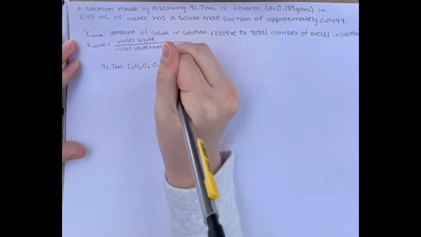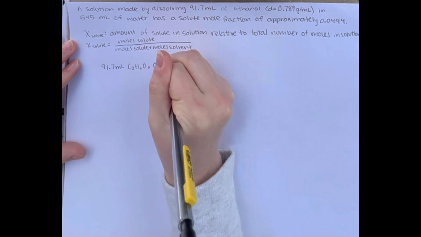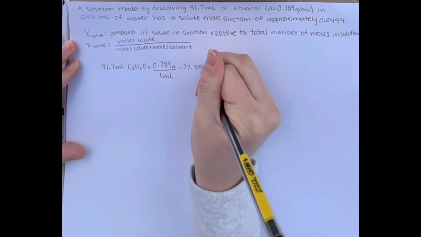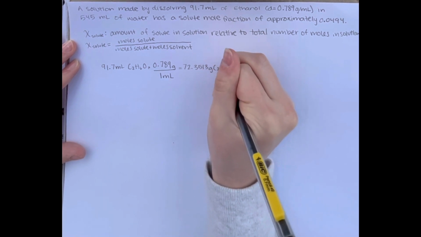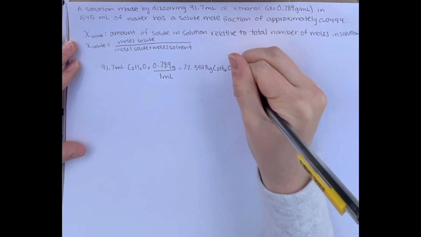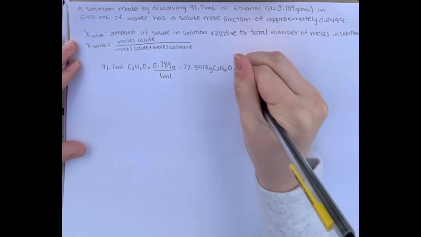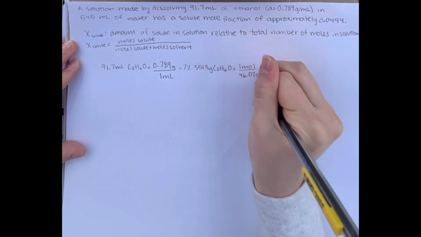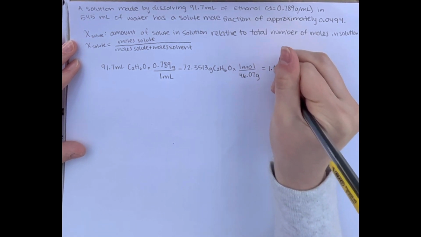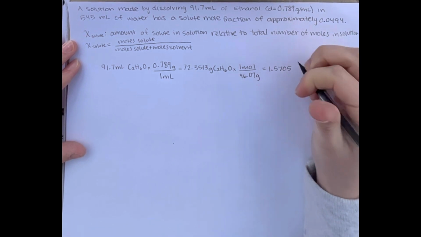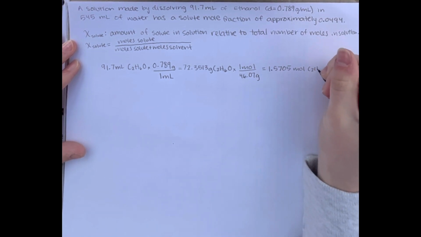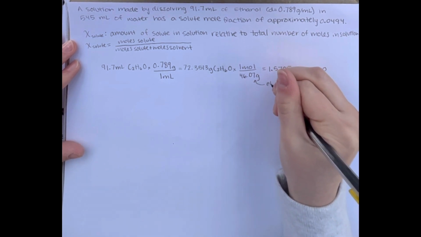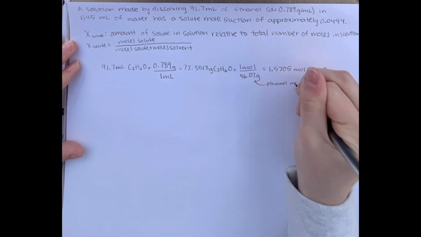So first we're going to take our 91.7 milliliters of ethanol and multiply that by its density, because the density is grams per milliliter, which gives us grams of ethanol. Once we have grams of ethanol, we can divide that by the molar mass, which is grams per mole, and that gives us how many moles of ethanol we have in the solution. Now we know that we have 1.5705 moles of ethanol in our solution. And here I'm just clarifying that that value in grams is the molar weight of ethanol.